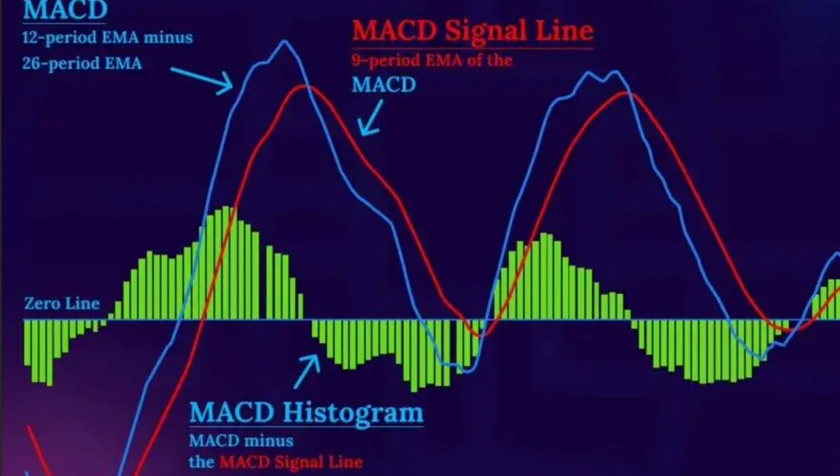Signal line. The signal line is a moving average of the MACD line and is typically a 9-day EMA. It smooths out the MACD line's fluctuations and generates buy or sell signals when it crosses above or below the MACD line. MACD histogram. The MACD histogram represents the difference between the MACD line and the signal line.